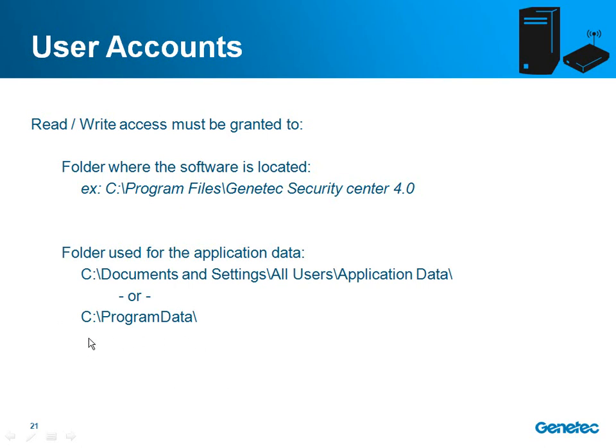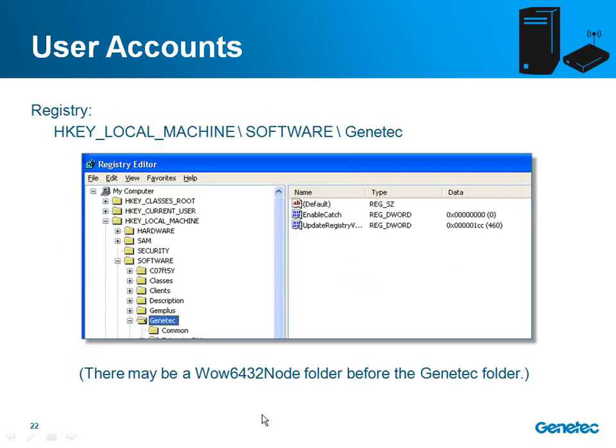We're using the C drive by default, but if the drive was changed in the installation process, you'll need to adjust your settings accordingly when granting access. The last place where the standard Windows user needs to have read-write access is the Genetec section of the registry. This can be found by going to HKey Local Machine, under Software, and then the Genetec folder. If the machine is running a 64-bit edition of Windows, there may also be a WoW 6432 node folder right before the Genetec folder.